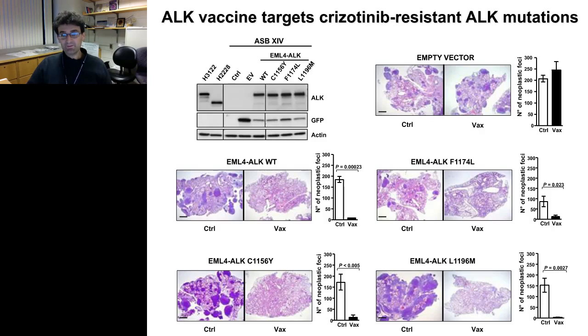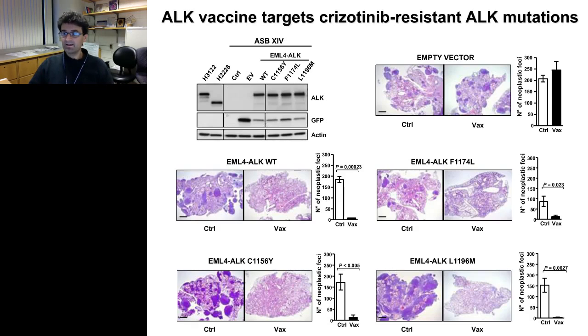And if we do the experiment with the three different mutants, as I said before, we got exactly similar results in which the ALK vaccine was able to block almost completely the growth of these mutants in the lung. And this is going to tell us that most likely this ALK vaccine is going to be active and very efficient also against the mutated ALK tumor that developed after crizotinib treatment in human patients.